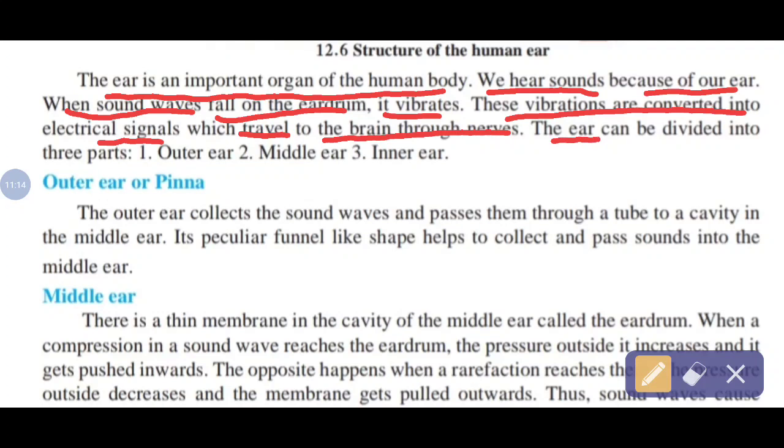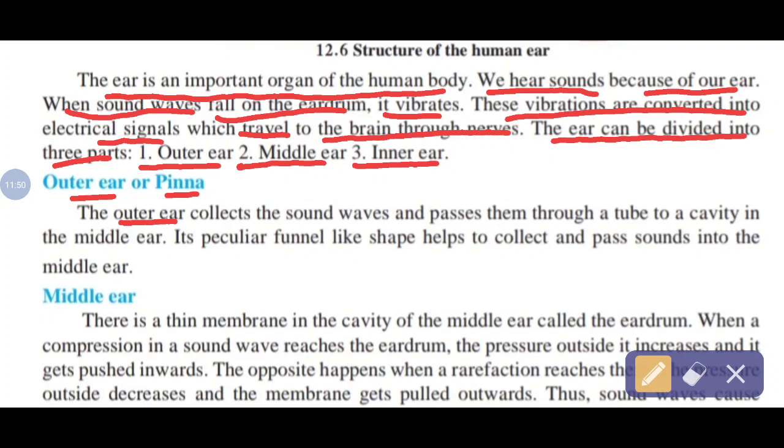The ear can be divided into three parts. What are the three parts of the human ear? First one is the outer ear, second is the middle ear, and third one is the inner ear. So, the explanation of all these three parts of the human ear is given one by one. First one is the outer ear, also called the pinna.